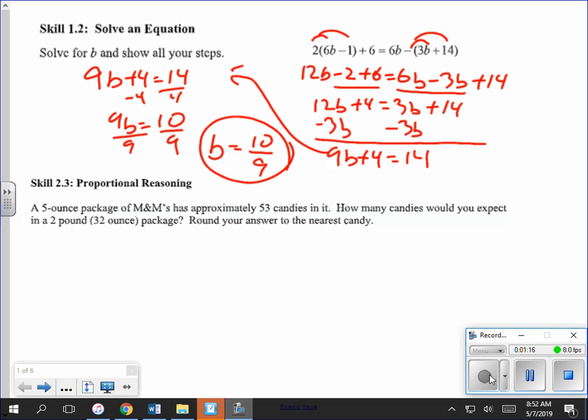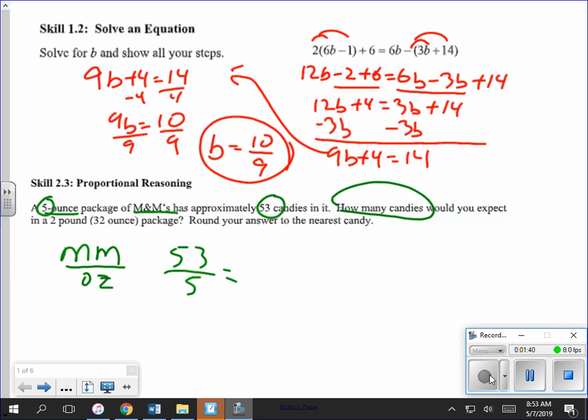On the second one, when I have a proportion, I set up the ratio. My ratio is ounces and M&Ms. So the number of M&Ms over ounces. That's what my ratio is. So I fill in the blanks. A 5-ounce package has 53 candies in it. So 53 over 5 is equal to how many candies?